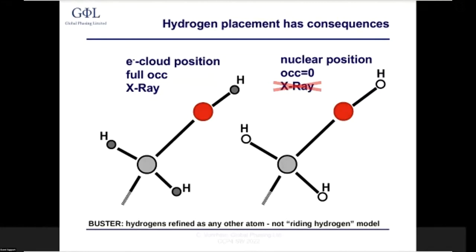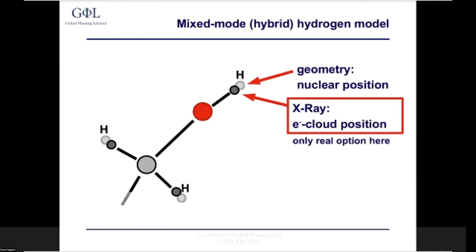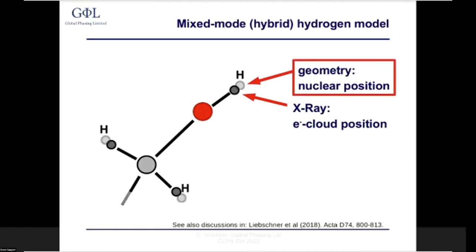What Buster provides is a mixed mode or hybrid model. Here the nuclear position is used for everything related to the geometry part, while the electron cloud position is used whenever X-ray structure factors are computed. For the X-ray part of refinement, the electron cloud position is the only option anyway, but for the geometry part, one could use either. We've decided to use a nuclear position for the geometry part in this hybrid model to be in sync with all other non-X-ray methods like neutron crystallography, NMR, QM calculations, etc.